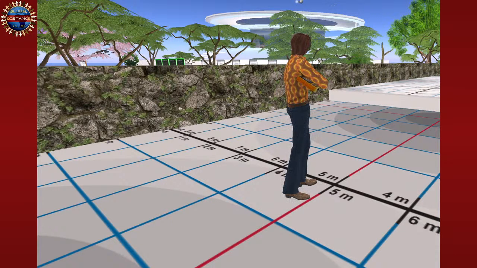So what you do now, you go back to your inventory, press Ctrl I again, grab the file that you just got and drag it to the ground.